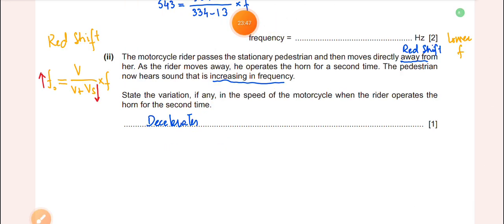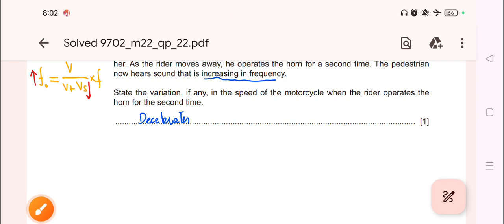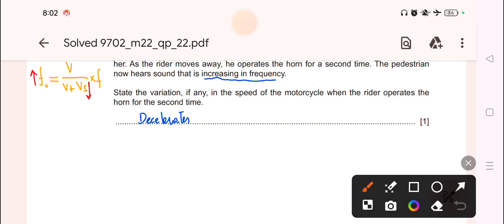The next part says the motorcycle rider passes the stationary pedestrian, then moves directly away from us. As the rider moves away, he operates the horn a second time. The pedestrian now hears the sound at a decreasing frequency. First of all, when the motorcycle is moving away, it involves the red shift.